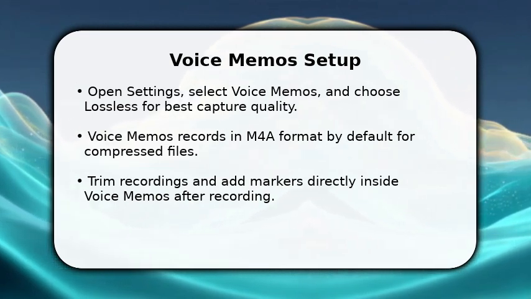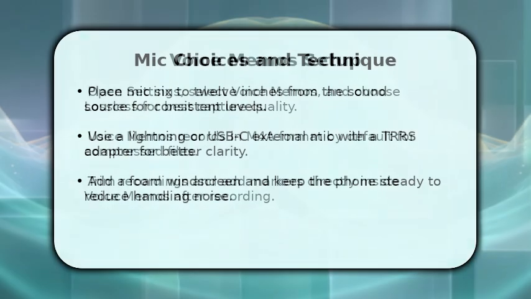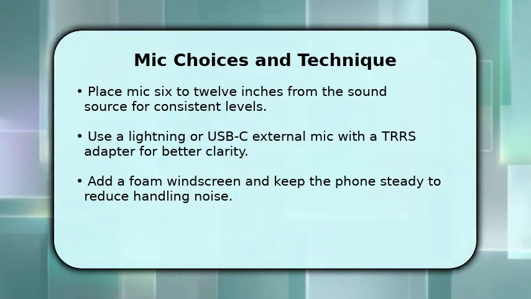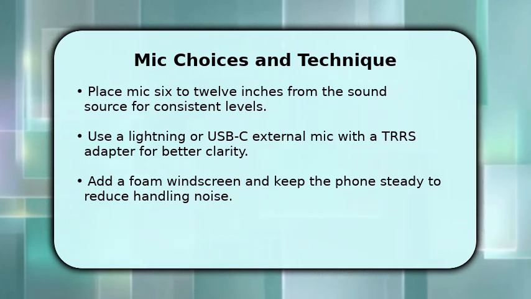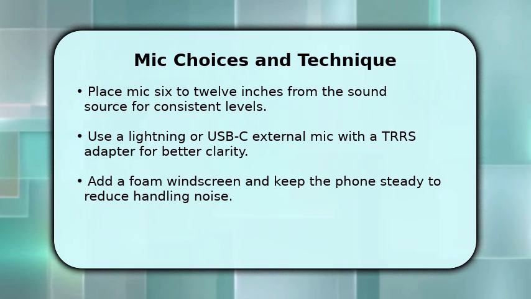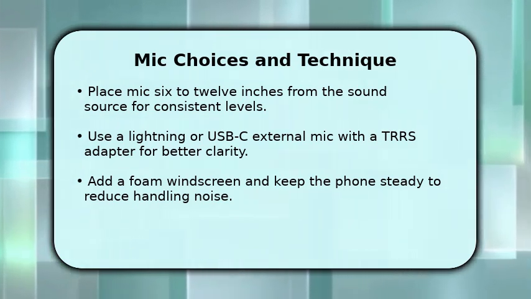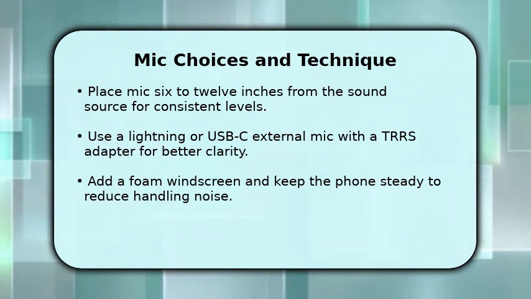Choose an external microphone for improved clarity when needed and confirm compatibility with Lightning or USB-C ports. Place the mic 6 to 12 inches from the sound source to achieve consistent levels and natural tone. Use a foam windscreen outdoors to cut wind noise and a small stand or clamp to keep the phone steady.